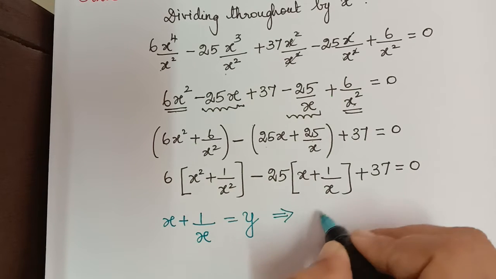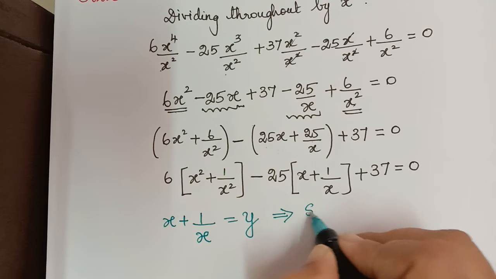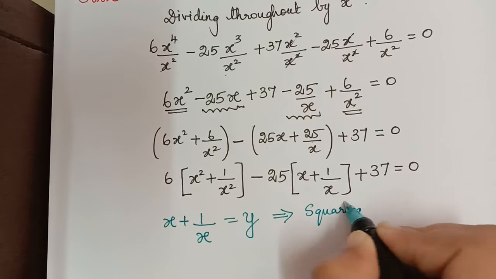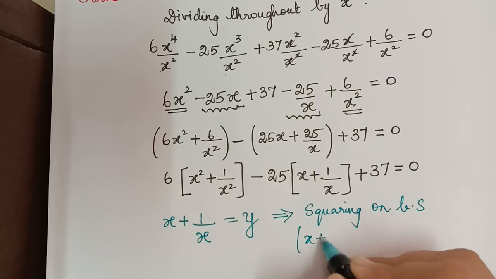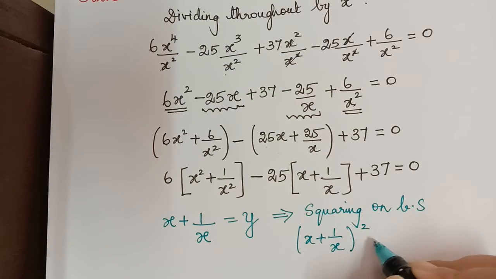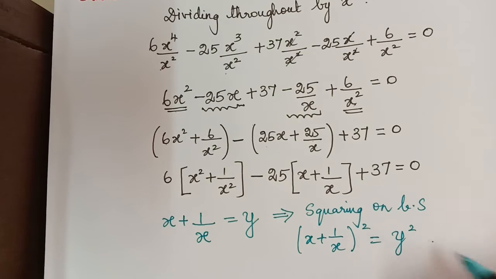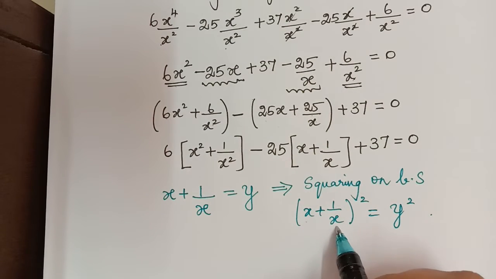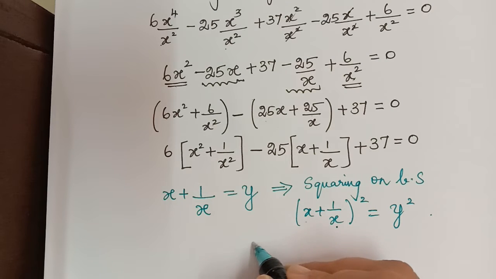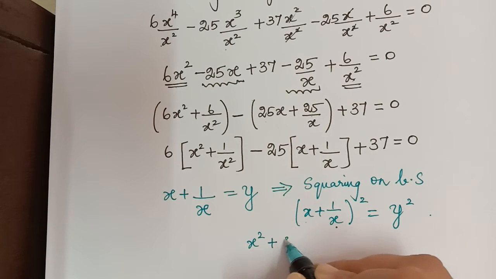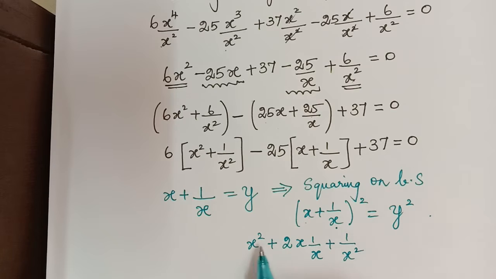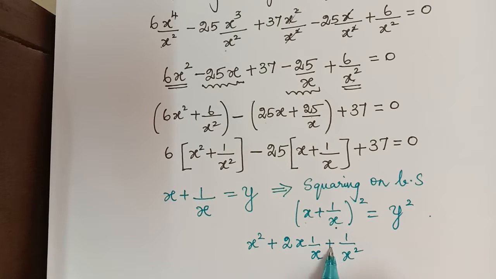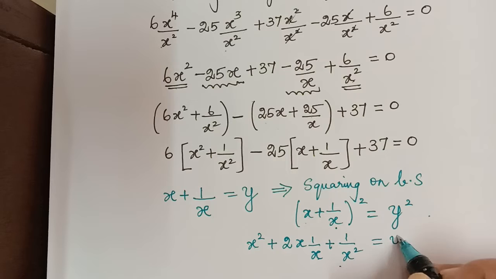Now from this, squaring on both the sides, what do we get? So squaring on both the sides, we get that x plus 1 by x the whole squared is equal to y square. Now we will expand this by using the a plus b the whole squared formula. So we will get x square plus 2 multiplied with x multiplied with 1 by x plus 1 by x square. So it's like a squared plus 2ab plus b square is equal to y square.